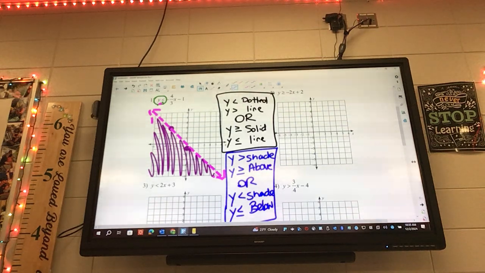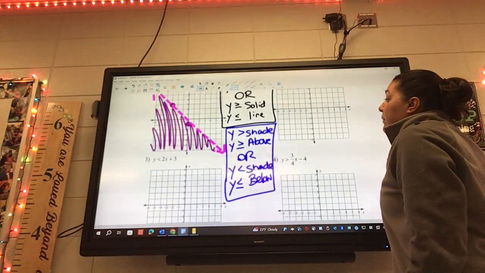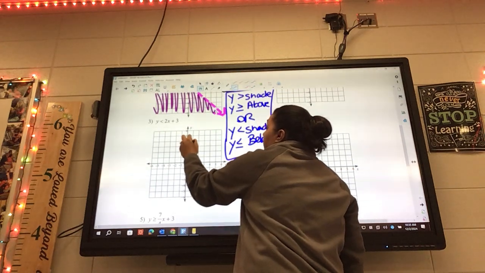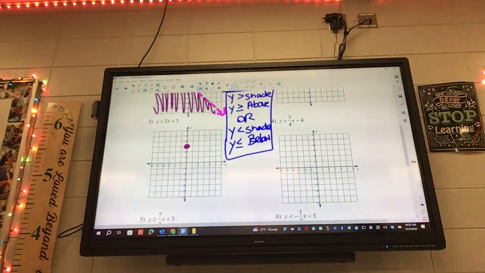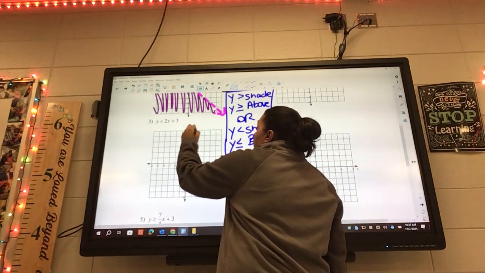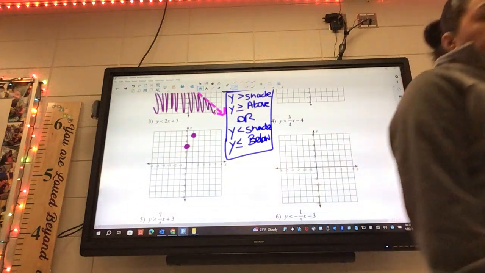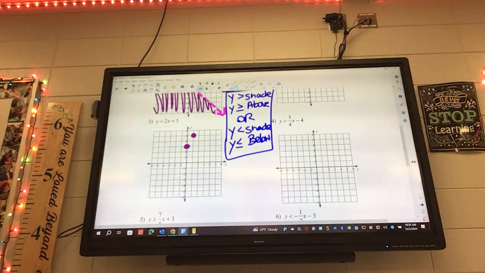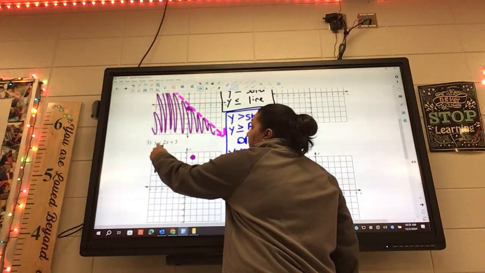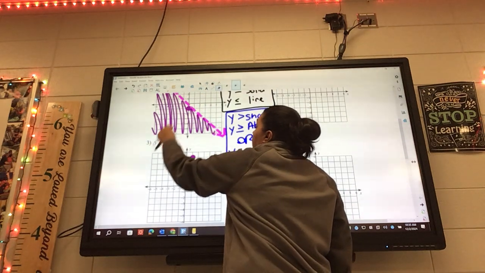Okay, so look at number 3. Where does our line start out at? 3. Positive 3. Okay, so we're going to go to the Y line and find the 3 and put our dot. What is my slope? 2 over 1. So we're going to go up 2 over 1 to the right. Okay, should this line be solid or dotted? It should be a dotted line. And again, if it has a line underneath it, then it's a solid line. So this is going to be a dotted line.